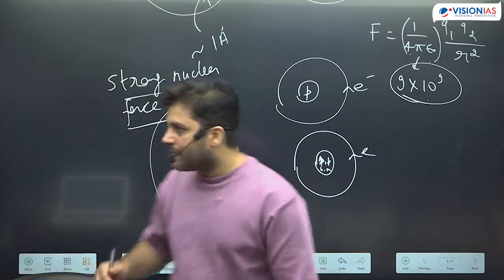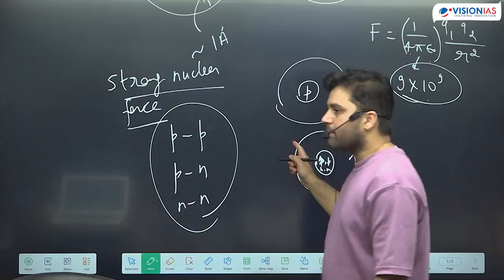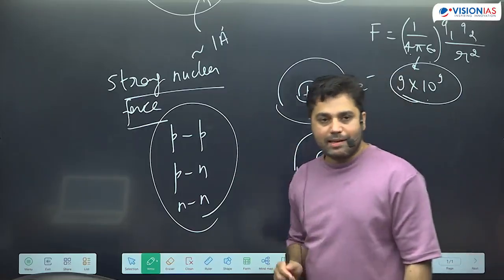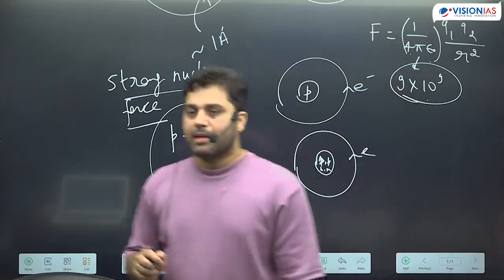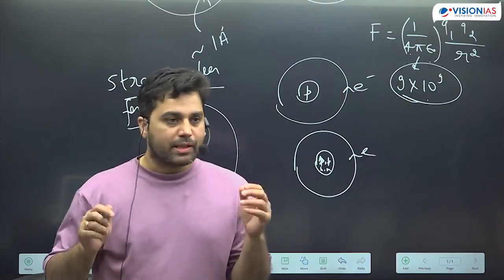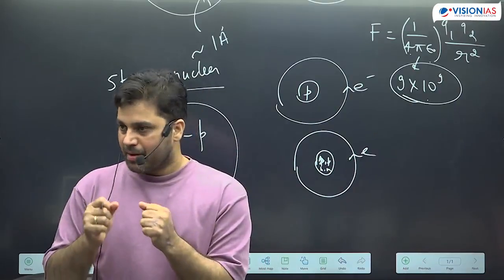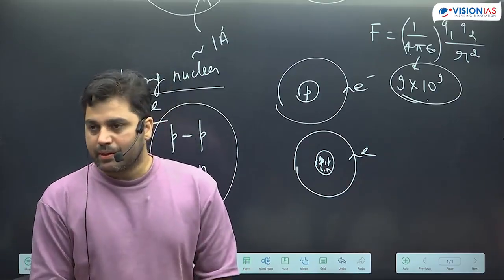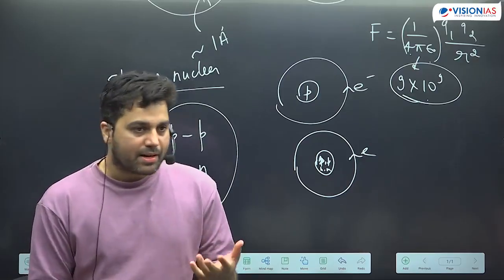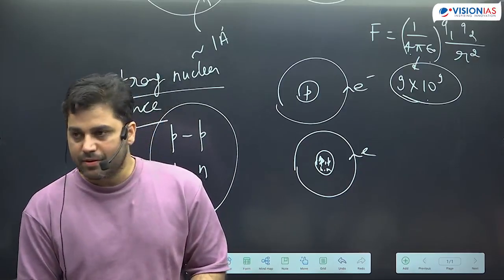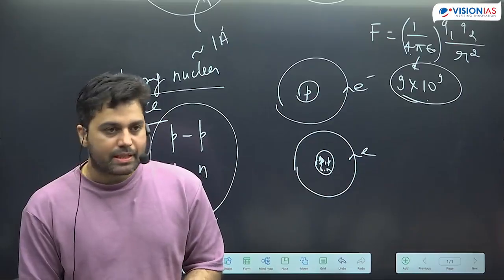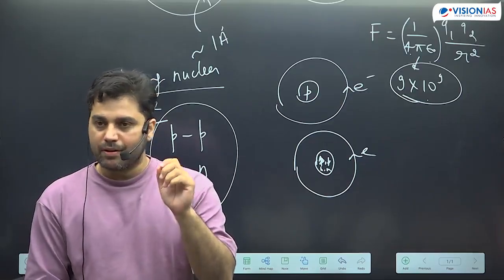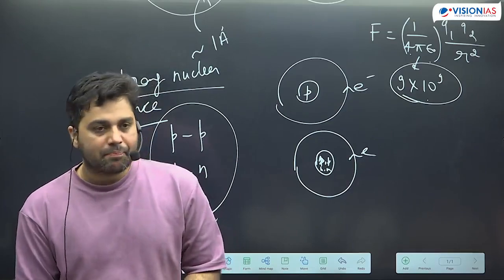And it is even more powerful than electromagnetic repulsion. In fact, it is more than 100 times more powerful than electromagnetic repulsion. So even though there is a powerful repulsion between protons inside the nucleus, there is a more powerful attraction, which we call strong nuclear force. And that strong nuclear force is responsible for ensuring that the nucleus is stable.